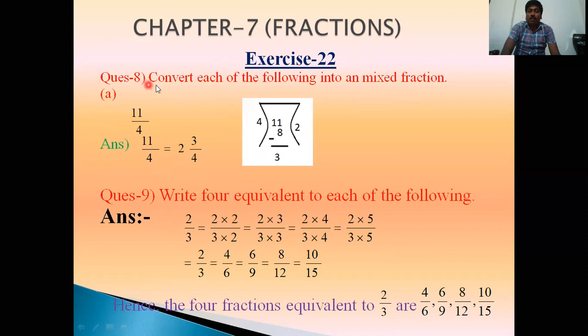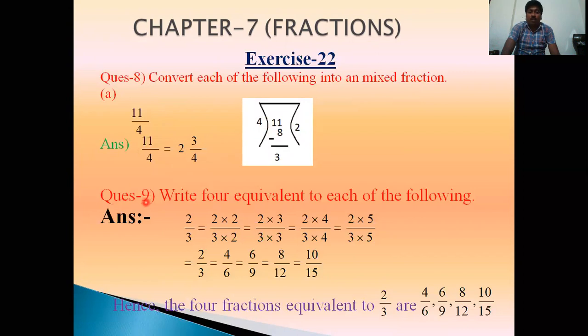And now question number 8. Convert each of the following into a mixed fraction. Here are the given improper fractions. When we divide 11 by 4, 4 into 8, we get the remainder 3. So we write 4 as the divisor, which is the denominator, 2 is the quotient, which makes the whole number, and 3 comes in the remainder place. So 4 into 2 is 8, plus 3 is 11, so 11 by 4. So children, we can change this 11 by 4 into a mixed fraction in this way.